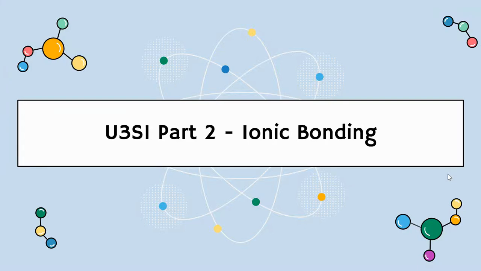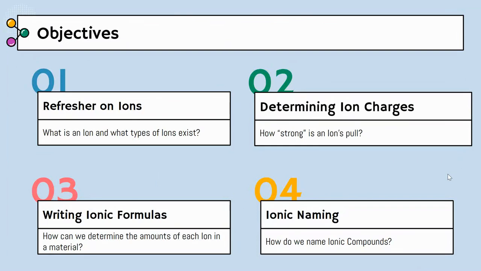In this presentation, I'm going to go over Unit 3, Section 1, Part 2 on ionic bonding. We have four objectives here. The first is a refresher on ions. What is an ion and what different types exist? Number two, we'll talk about determining the charge on an ion. This is pretty simple and should go pretty quickly.